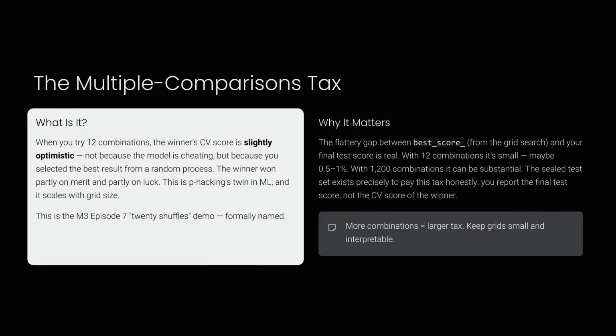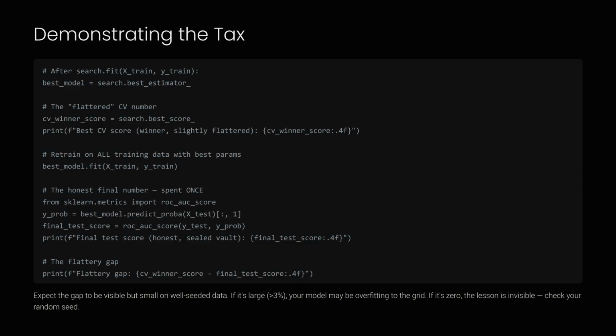Now we must consider the multiple comparisons tax. When you test many configurations, the winner's cross-validation score can be slightly optimistic due to selection bias. This isn't cheating, it's just the luck of the draw in your search grid. This effect scales with the size of your grid. The sealed test set exists specifically to pay this tax honestly. Always report the final test score rather than relying solely on the cross-validation score of the winning model.